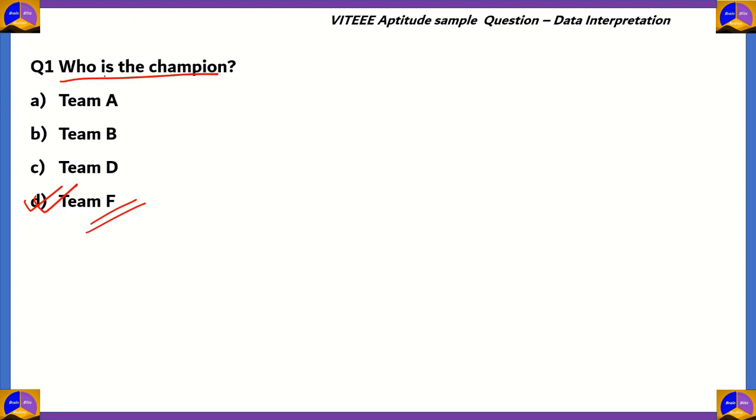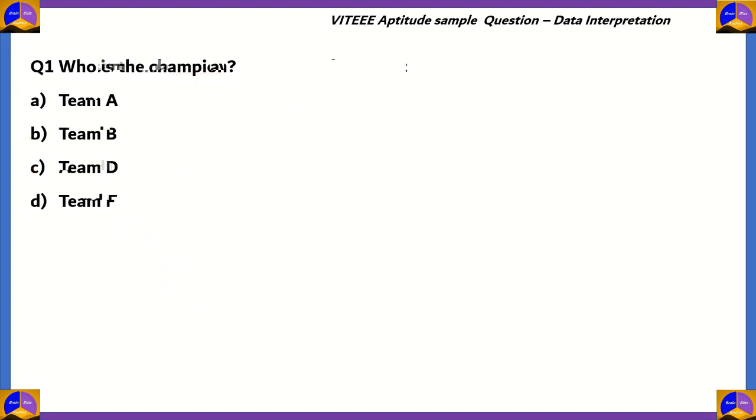Team A played 6 matches, and they scored 13 points, and they had 3 wins. Team B scored just 9 points. They weren't even contenders. Team D just got 7 points. That's the least. So all of these other options are incorrect. The correct option is option D, Team F. So they played 7 matches. They scored 17 points, and they have the maximum number of wins at 4.